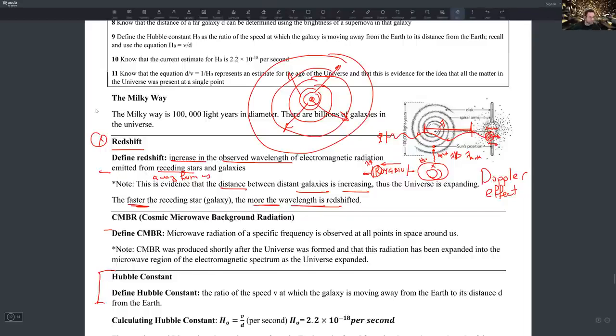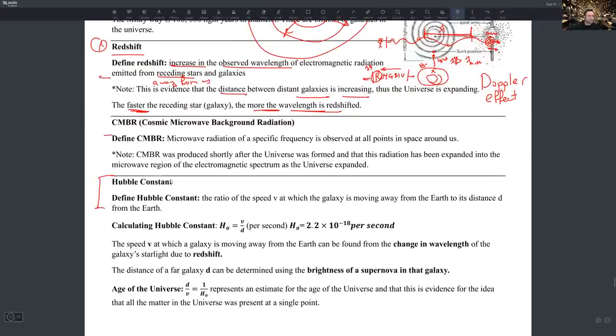So that's what redshift is. Next, what is CMBR? Cosmic Microwave Background Radiation. CMBR is the microwave radiation of a very specific frequency observed at all points in space. Memorize this definition. All the points in space around us have microwaves.